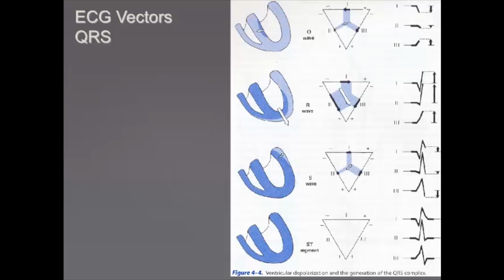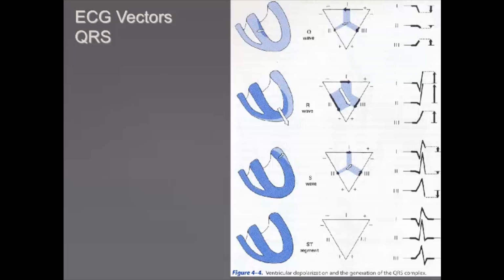As we look at the next wave, the R wave, what we see there is a strong, large magnitude vector going down towards the positive in lead 2. So what we would expect to see is, you guessed it, a big positive deflection in lead 2. So that's what we're seeing with the R wave.